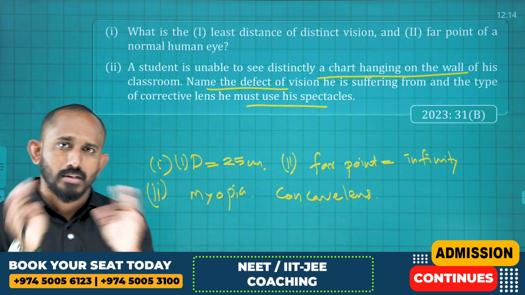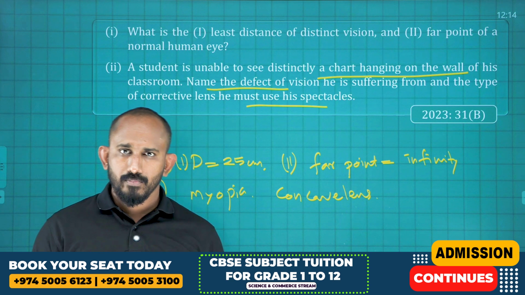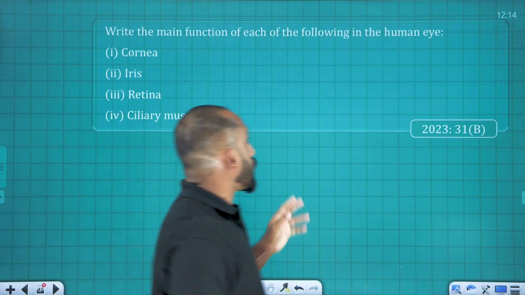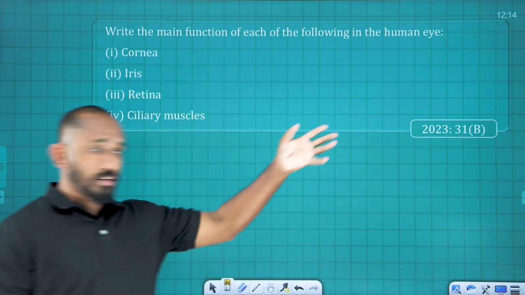See, the same concept, different angle, the question is coming. Okay, let's see the next question. Write the main function of each of the following in the human eye. So another set is asked.